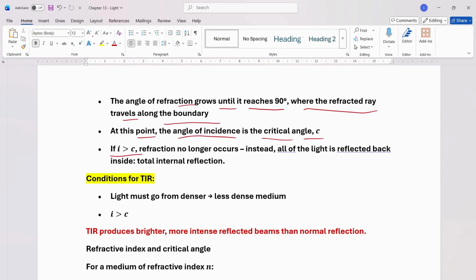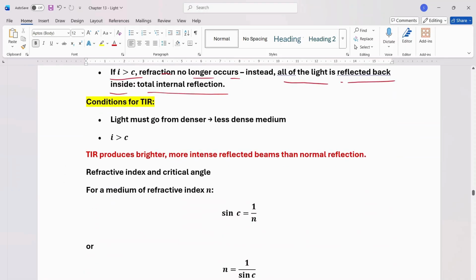So if the angle of incidence is greater than the critical angle, refraction no longer occurs. Instead, all of the light is reflected back inside. So this is total internal reflection. The conditions for total internal reflection are that light must go from a denser to a less dense medium and the angle of incidence must be greater than the critical angle. TIR produces brighter, more intense reflected beams than normal reflection.